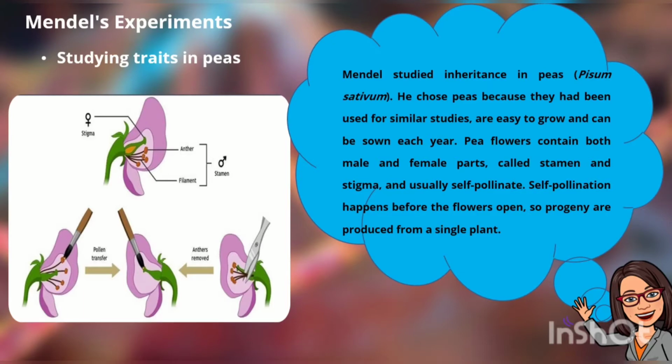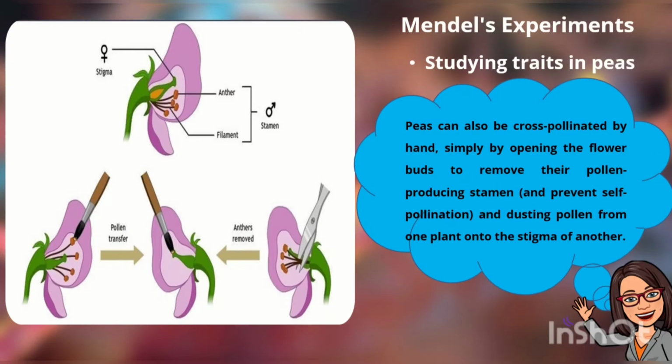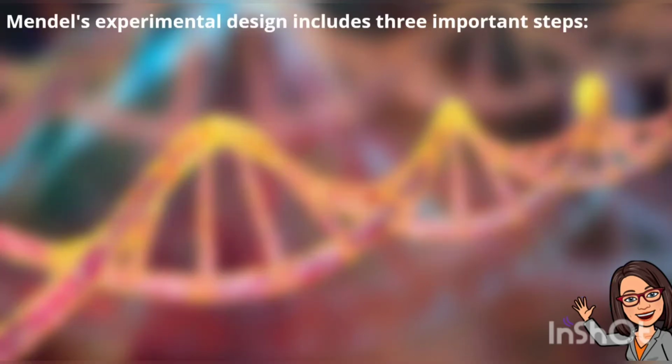Moreover, garden pea flowers are structurally adapted for self-pollination, so they have boat-shaped keel petals that enclose the stamens and pistils. Peas can also be cross-pollinated by hand, simply by opening the flower buds to remove their pollen-producing stamen and prevent self-pollination, and dusting pollen from one plant onto the stigma of another. So therefore, cross-pollination can be done by manually removing the stamens and introducing the pollen of flowers from other garden pea plants. Mendel's experimental design includes three important steps.